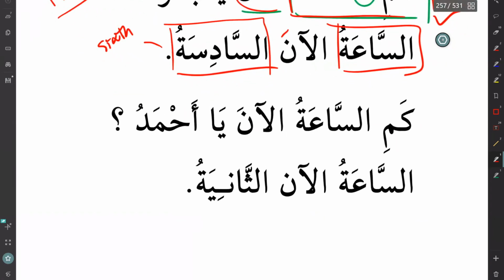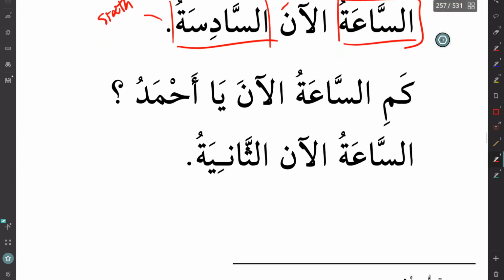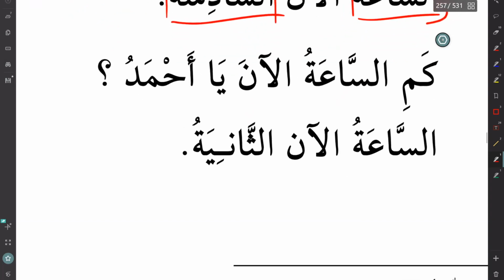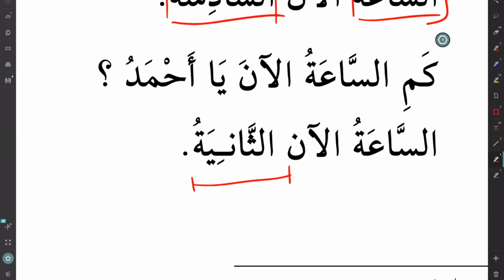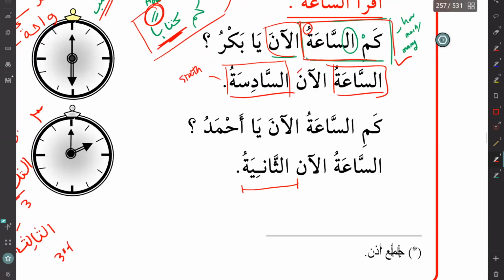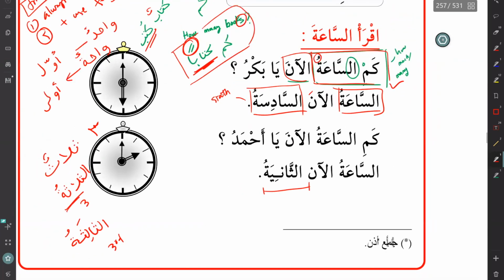Here's the second one. كم الساعة الآن يا أحمد؟ الساعة الآن الثانية. What is الثانية? Second. Excellent. Okay. You get it? Guys, the time is not that easy.